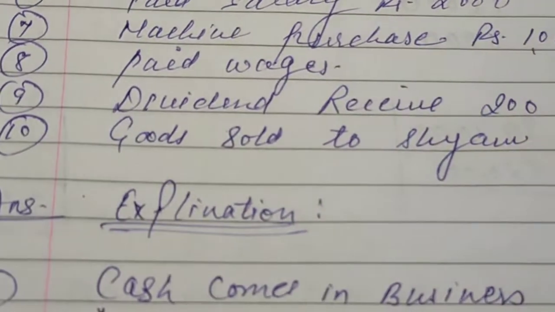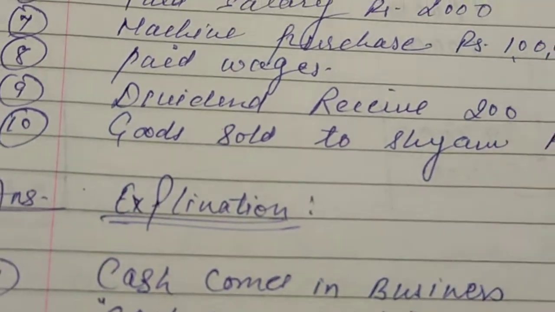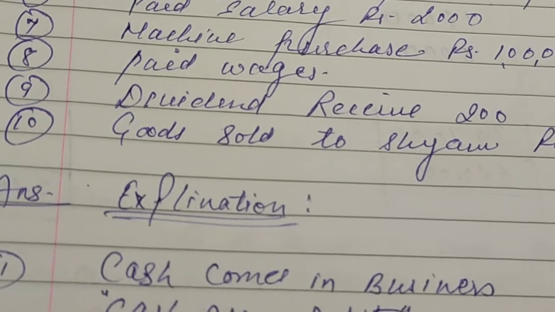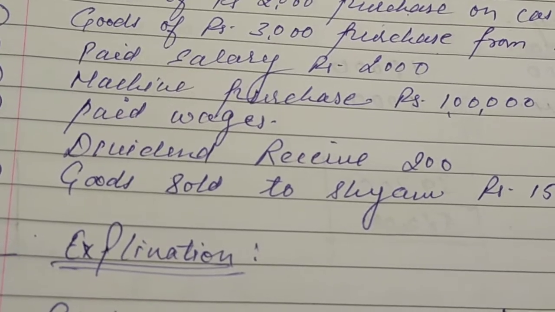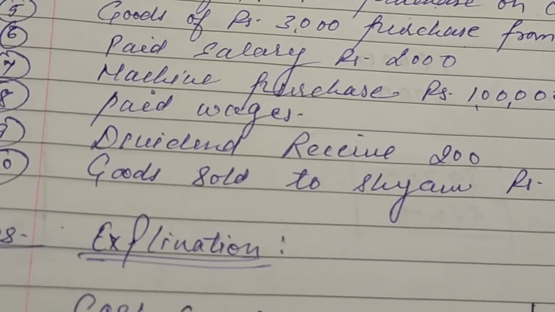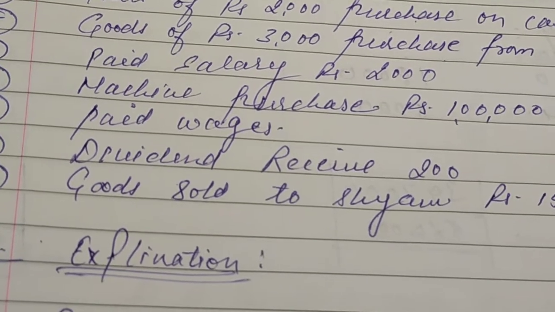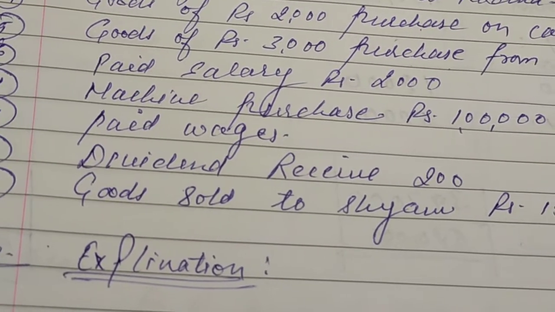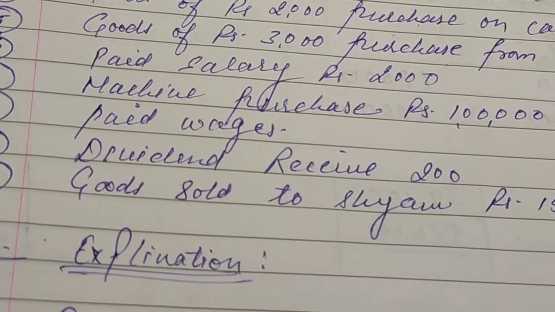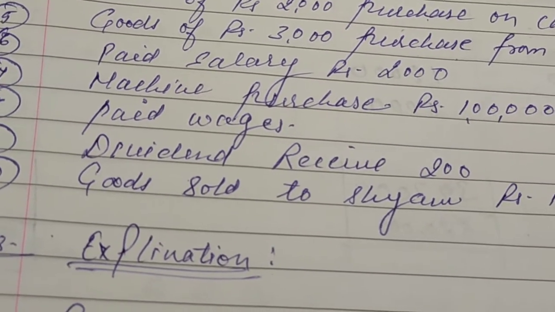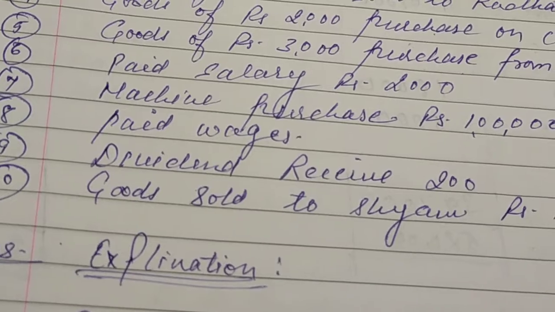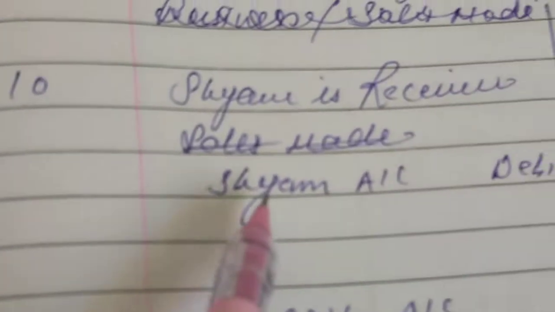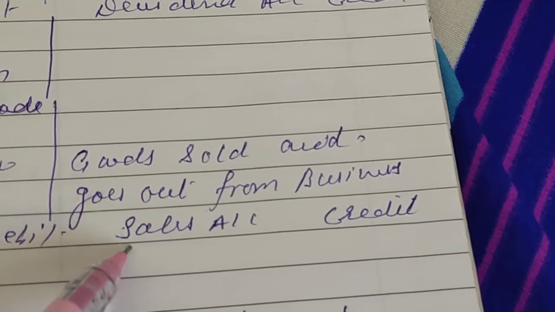Last entry, goods sold to Sham. Here, what is happening? We are selling the goods, but here, who is the receiver? Receiver is Sham. Sham is not paying cash immediately, so cash is not coming into the business. So Sham is the receiver, so Sham will be debit. Now, what goes out from the business? Goods are going out from the business, so goods will be credit. It means we will write down sales, because sales are made. So here you can see the entry: Sham is the receiver, so Sham account debit, and goods sold, then sales account credit.